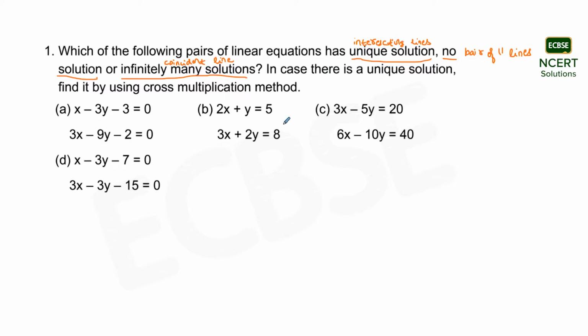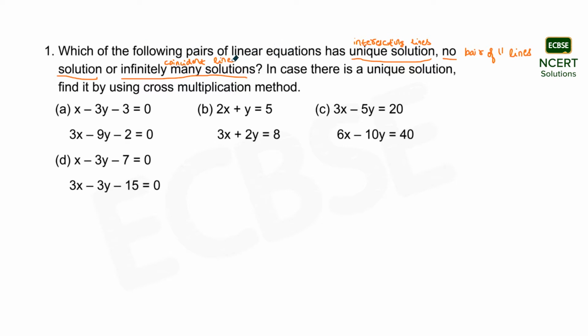So the pair of equations provided might have a unique solution, no solution or infinitely many solutions. So three cases are possible. In case there is a unique solution, find it by using the cross multiplication method. So in the question it's been said that if there exists a unique solution for the pair of linear equations provided, then only we need to proceed further and solve them by using the cross multiplication method.